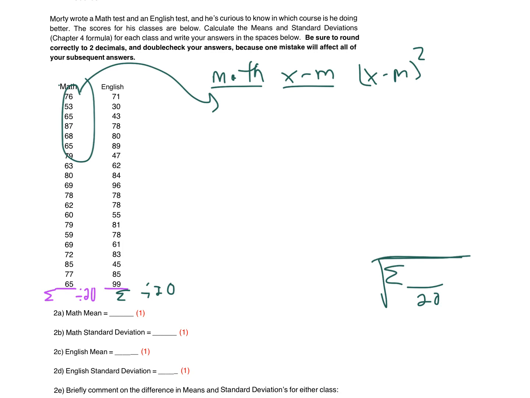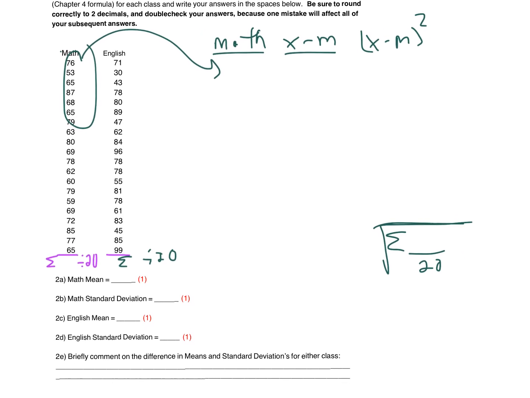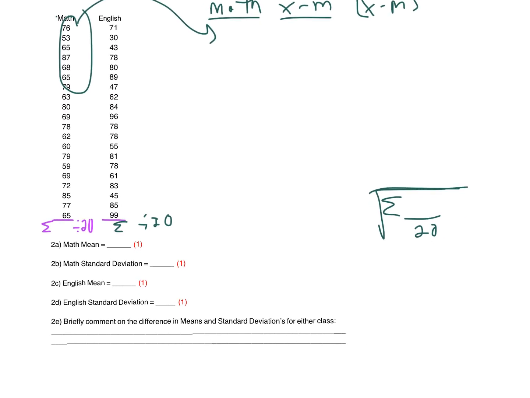Okay, they want you to do that for English and for math. And so that's going to take you through most of the questions at the bottom here. Let me just see if there's anything else. Okay. Briefly comment on the difference in means and standard deviations for either class. And so they just want you to compare the two classes in terms of their means and standard deviation. Remember that standard deviation is how spread out the data are from the mean.